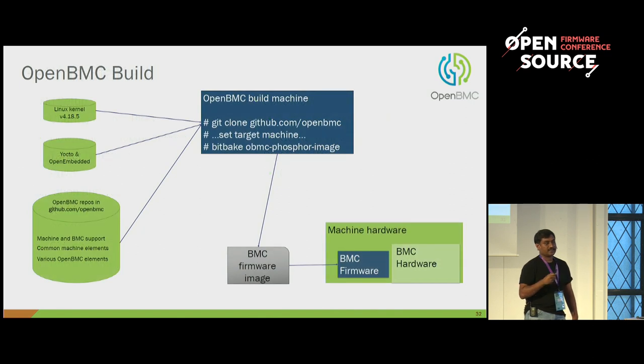This is where it shows the beauty of Yocto Linux, where we have multiple repos. We have the kernel repo, then Yocto and OpenEmbedded, and the OpenBMC repos, which are split into multiple repos based on the features. We use a simple bitbake file to put them together, point to the actual supported target, and create the binary.